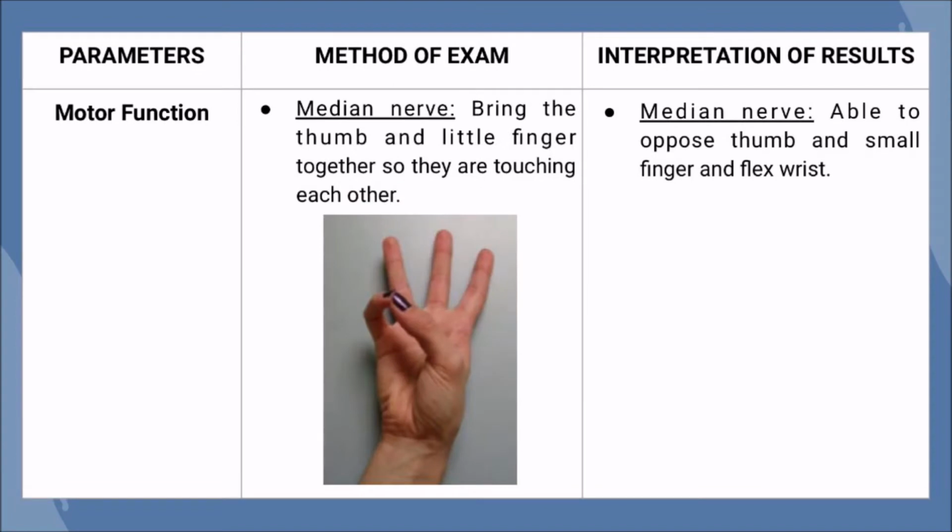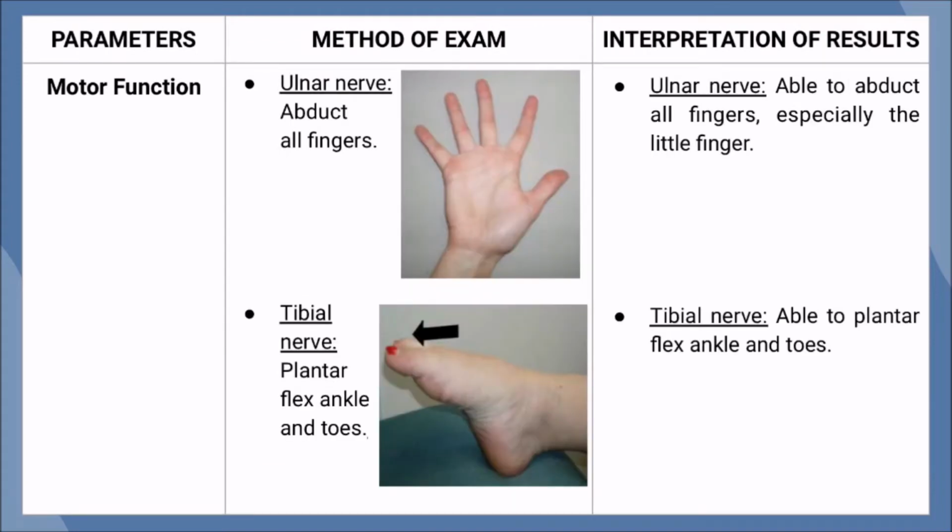Next, we have the median nerve. Bring the thumb and the pinky together so they are touching each other. The patient should be able to oppose the thumb and the small finger and flex the wrist. Ulnar nerve. Abduct all the fingers. The patient should be able to abduct all fingers, especially the little finger.